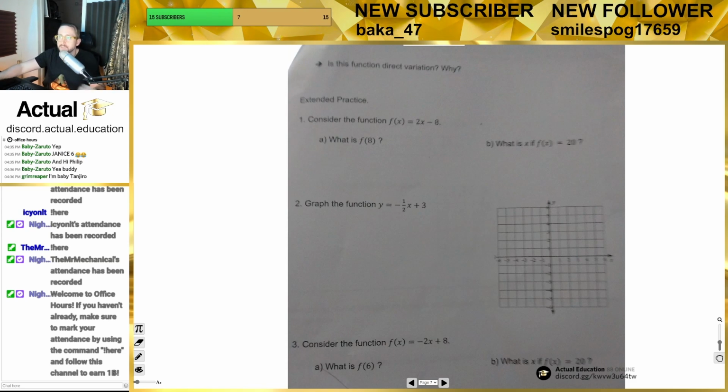All right. Cool. Graph the function y is equal to negative 1/2 x plus 3. Do you know how to do this, Grim? Y equals negative 1/2 x plus 3. Oh, okay. So I'm guessing this is actually real algebra. It's not algebra. It's graphing.